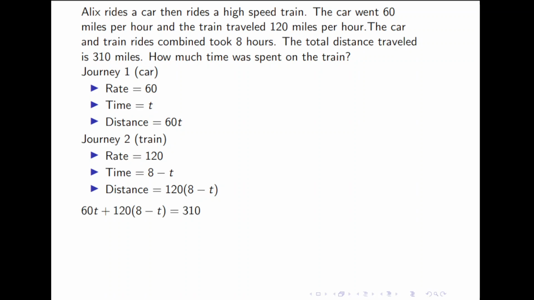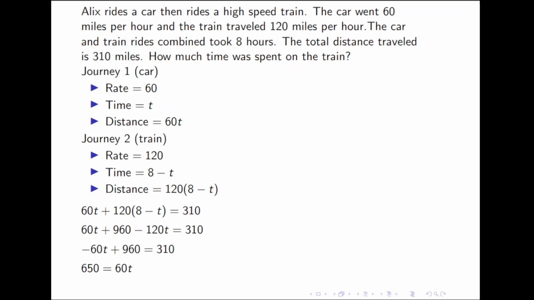The two distances must add up to 310 miles, so 60t plus 120 times the quantity 8 minus t equals 310. Distributing the 120, we get 60t plus 960 minus 120t equals 310. Combining like terms, we get negative 60t plus 960 equals 310. To avoid too many minus signs, we can isolate the variable on the right side. Adding 60t to both sides and subtracting 310 from both sides, we get 650 equals 60t. Dividing both sides by 60, we find t equals 650 over 60 hours.